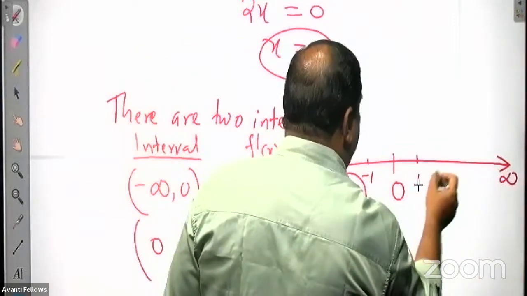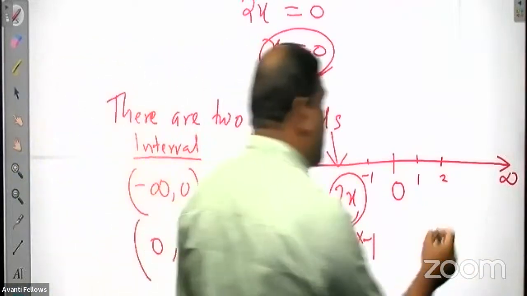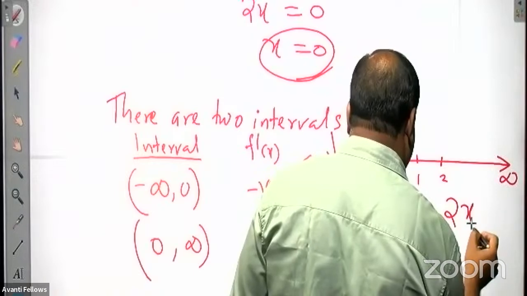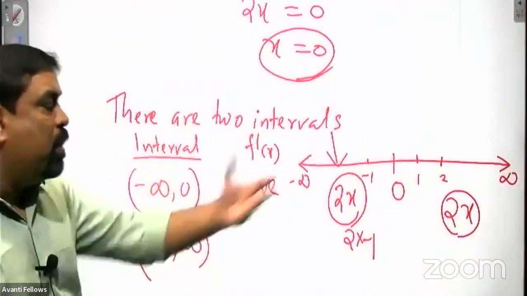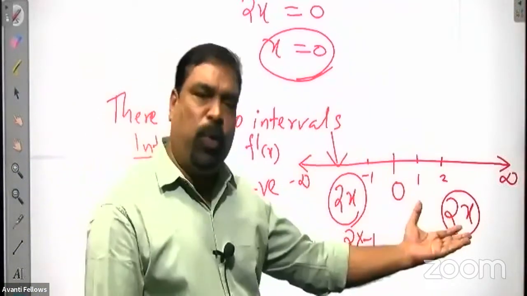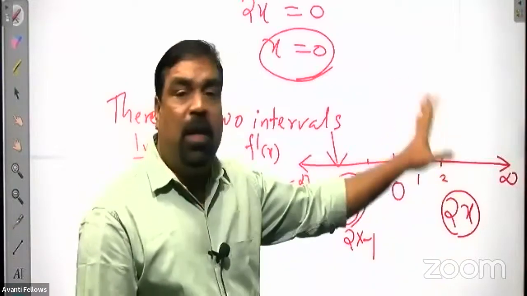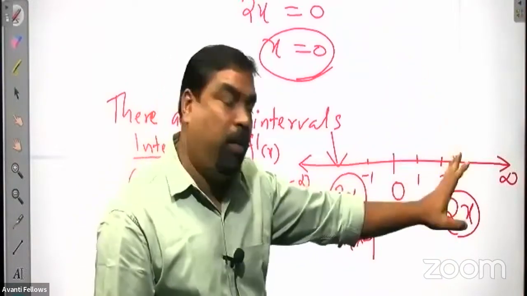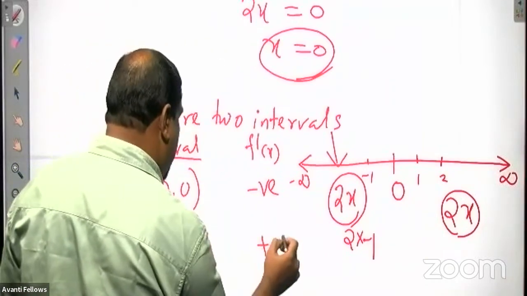You can take 1, you can take 2, all belong to that interval. And check again: what is the sign of the derivative? Derivative is 2x, f dash x is 2x. If I put x equal 1, 2 into 1 is positive. If I take x equal 2, 2 into 2 is positive. Clear? That means in that interval, f dash x is positive. In 0 to infinity, the derivative sign is positive.